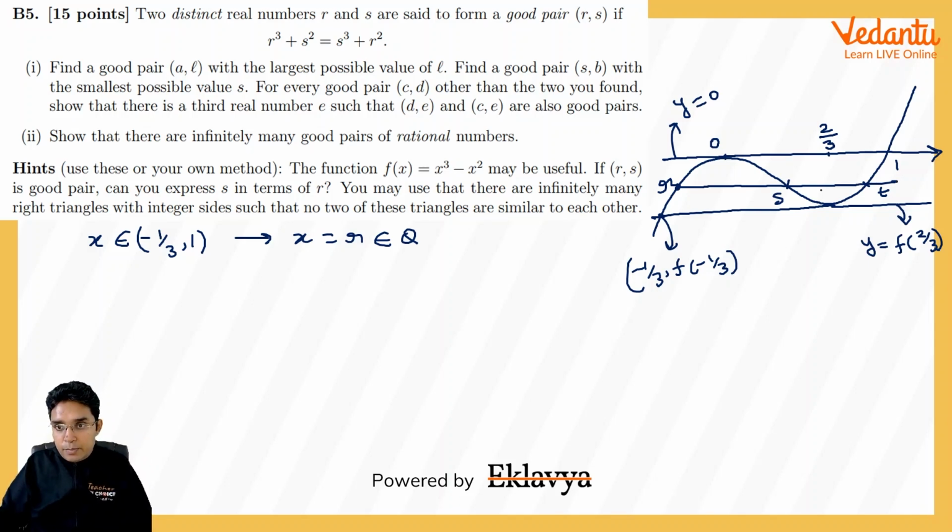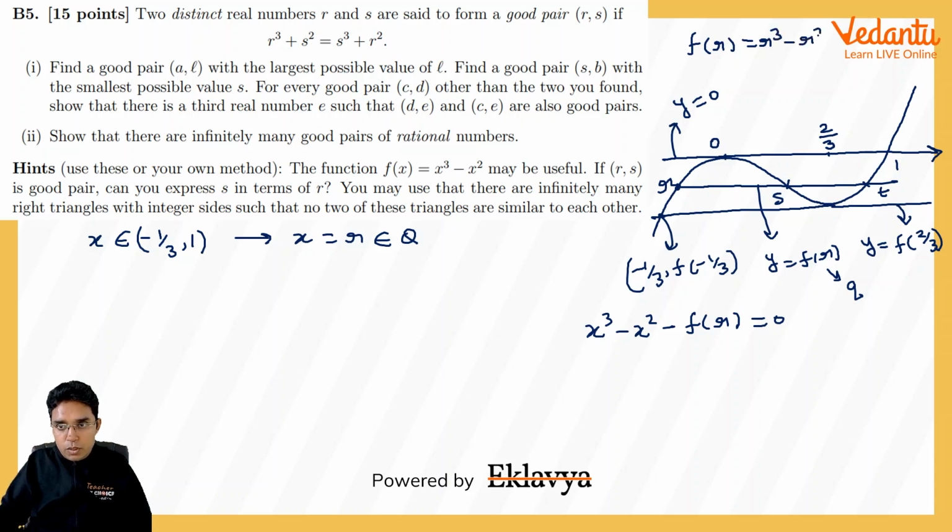Please understand. Suppose this line is y equal to f of r. So, as I did before, let us write the cubic: x cube minus x square minus f of r equal to 0. And f of r means r cube minus r square. r is rational, so r cube minus r square is also a rational number. Let us call this q. So we get this cubic, x cube minus x square minus q equal to 0.